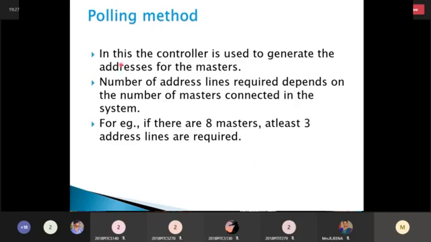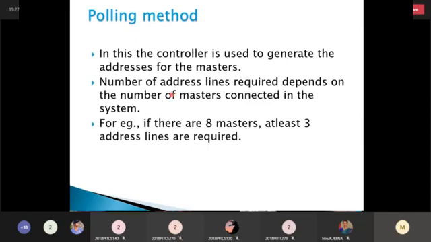In the polling method, the controller is used to generate the addresses for the masters. For each master, it will be generating the addresses. So the number of address lines required depends on the number of masters. How many address lines we want will depend on the number of masters connected in the particular system.